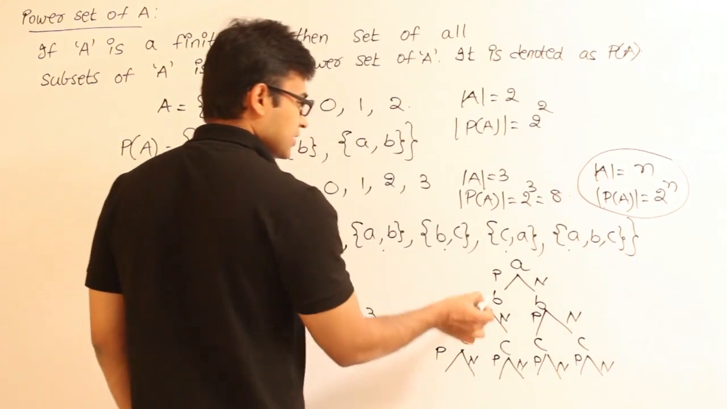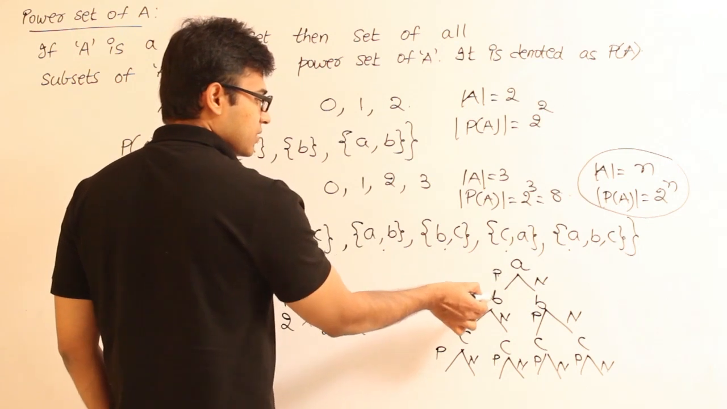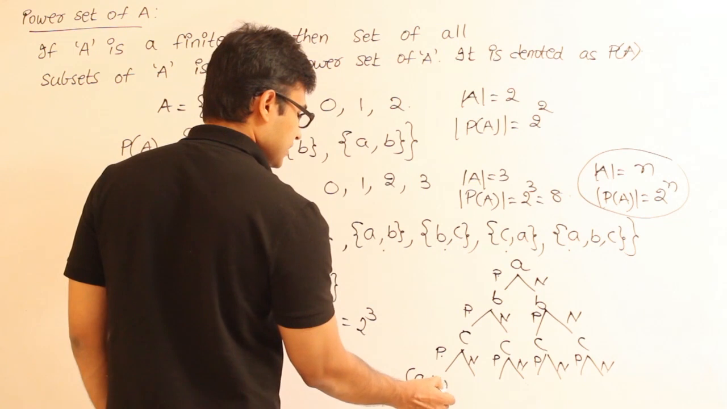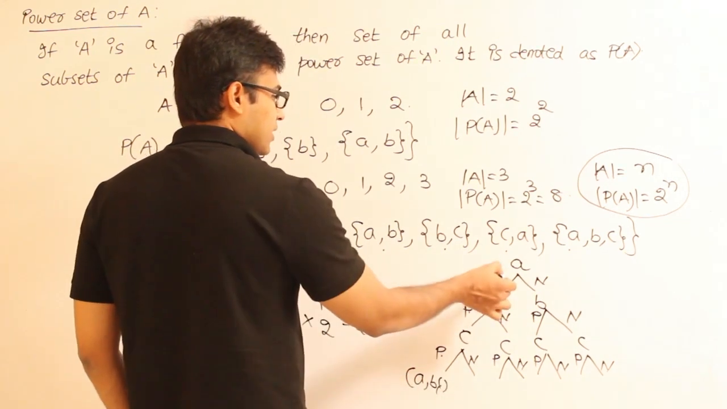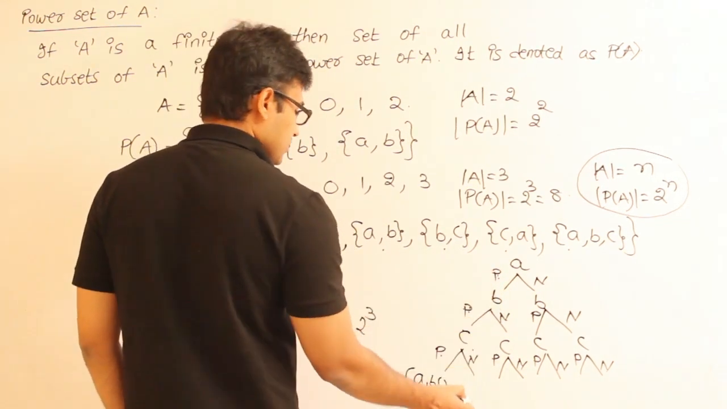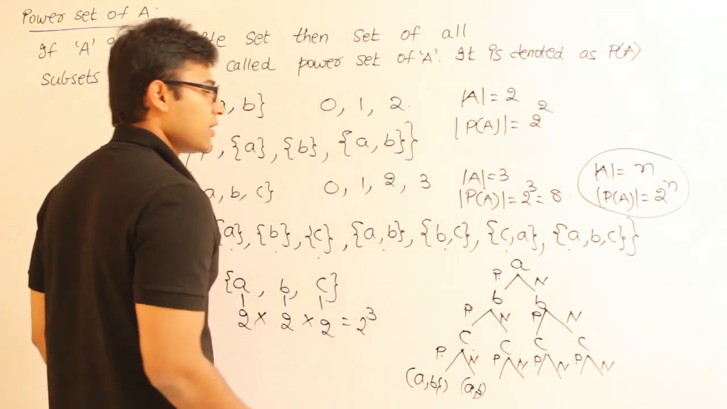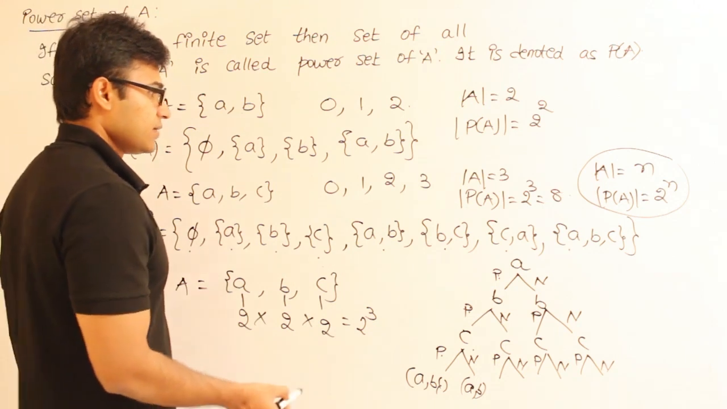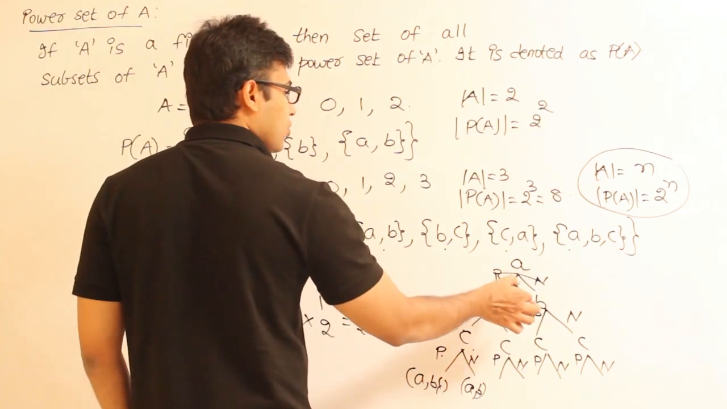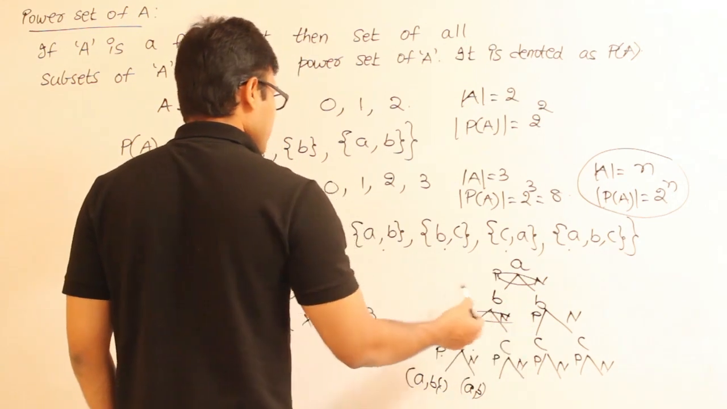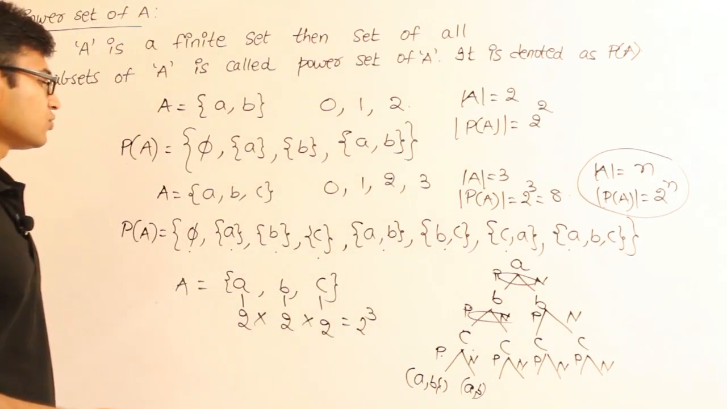Now if you observe this, A is present, B is present, C is present, therefore this subset is A, B, C, right? And A is present, B is present, C is not present, which means this subset is AB. Likewise, if you write them all out, you are going to get 8, isn't it? That is why 2 ways for A, then 2 ways for B, and then 2 ways for C. 2 into 2 into 2, that is why 2 power 3.